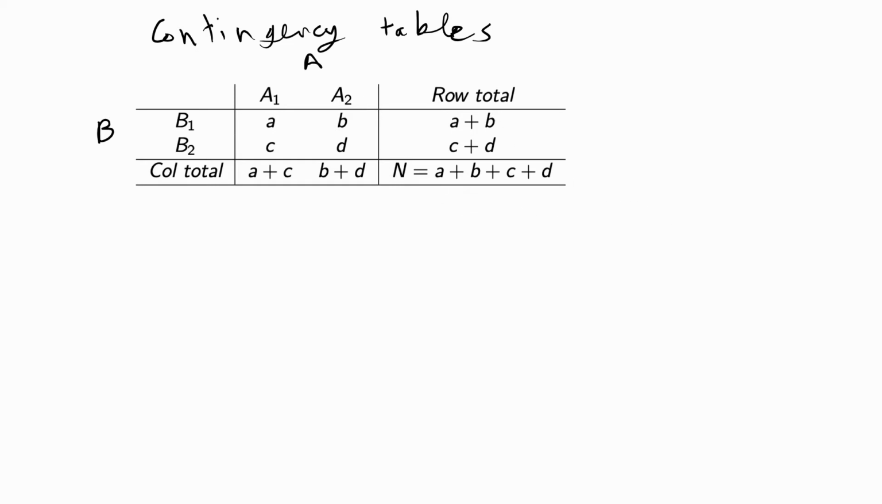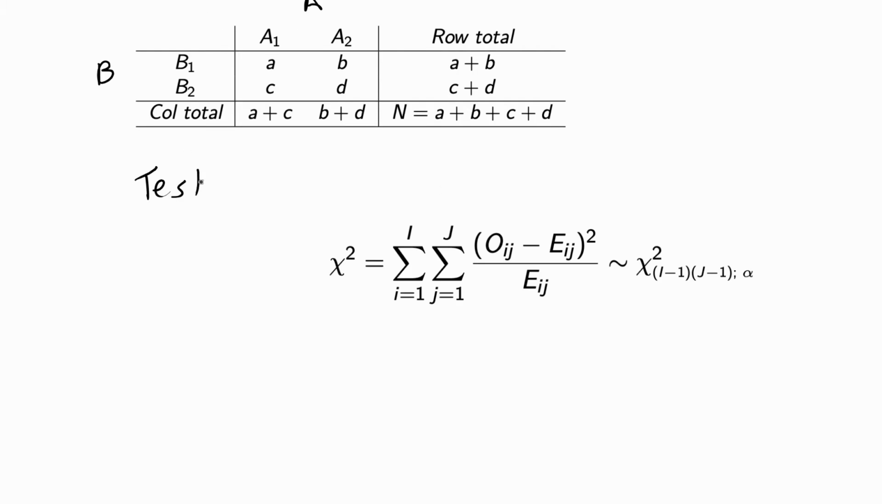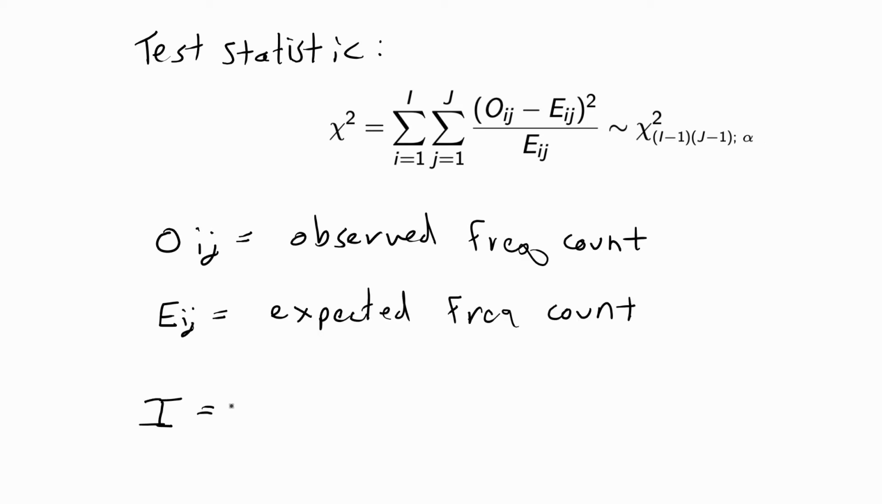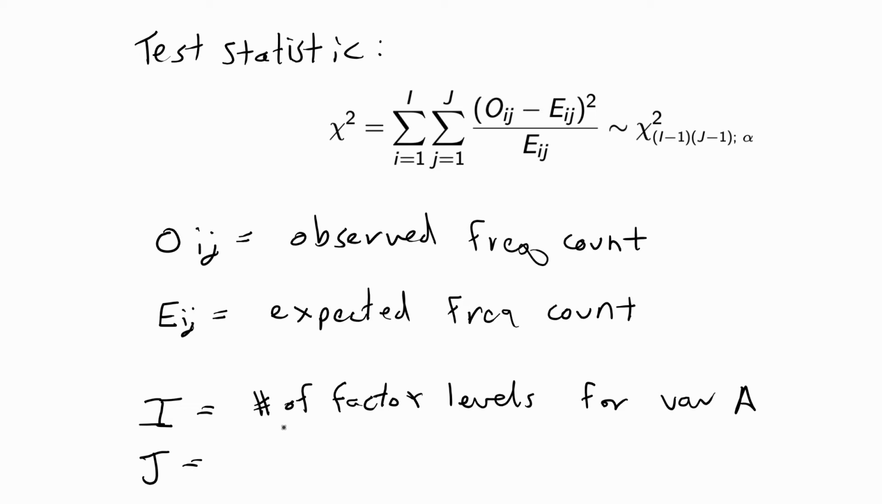So that's how you read a contingency table, and then using this contingency table, you can write out the test statistic, which is a chi-squared test statistic. So I have pasted here the chi-squared test statistic that you use for a Pearson's chi-squared test of association. For this test statistic, O_ij refers to the observed frequency count for every ith row and jth column. E_ij refers to the expected frequency count of every ith row and jth column. And then capital I refers to the total number of factor levels in one of your categorical variables, which I'm going to refer to as variable A, and then capital J refers to the total number of factor levels for your second categorical variable, which I'm going to call B.